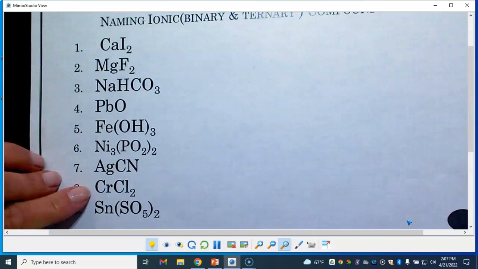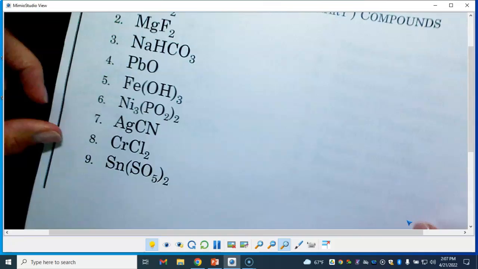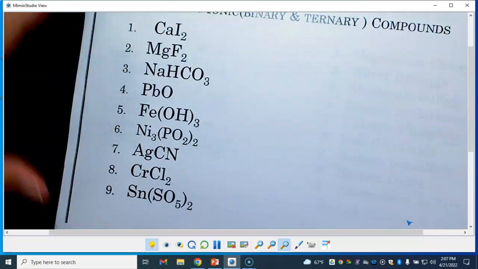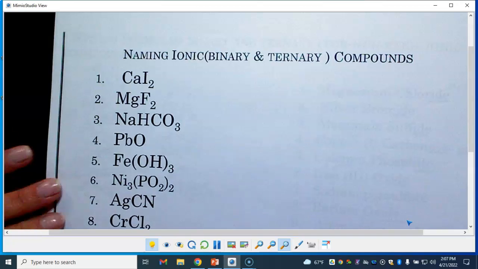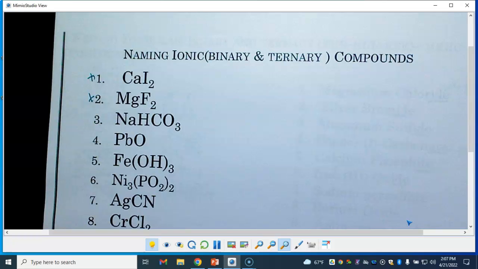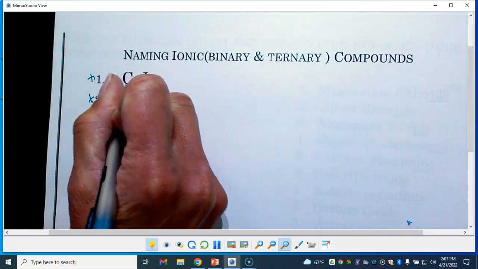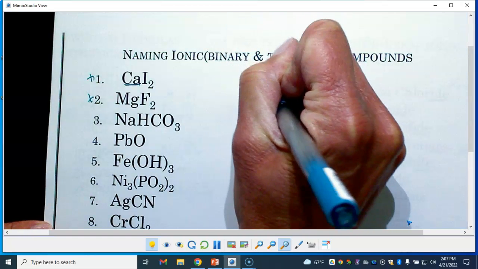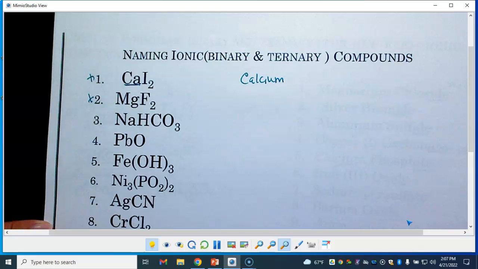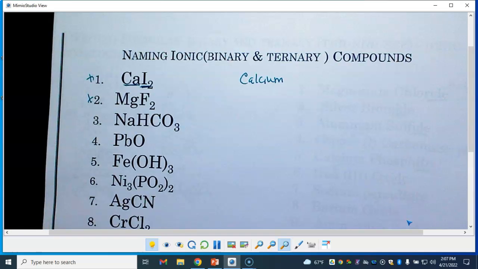Are we good? Do we need a few more minutes? Okay, so now we're going in the opposite direction. Okay, so for your binary, so for instance, 1 and 2, these two are binary compounds because there's only two elements in it, okay? So when it comes to the binary compound, you are going to outright name the cation. So for number 1, I'm just going to name it as calcium. And then I am going to look at my second element, which is iodine, okay?